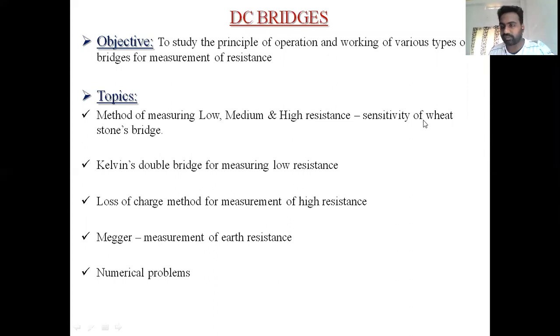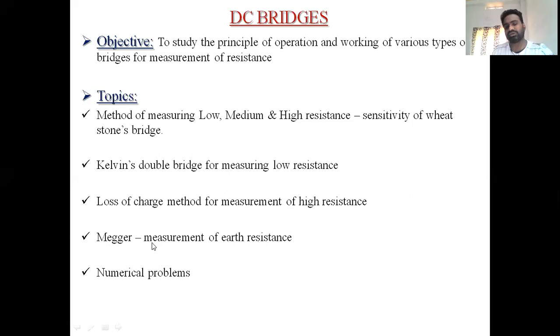Most of you are familiar with Wheatstone bridge. It came across in your plus 2. Okay, that is a general basic Wheatstone bridge up to your knowledge. We will elaborate that general Wheatstone bridge, and next we will discuss about Kelvin double bridge. Okay, for measuring low resistance, we will discuss Kelvin double bridge. We will define what is meant by Kelvin's bridge first, and next we will adopt the concept of Kelvin's double bridge, and next we will discuss the loss of charge method, and next we will discuss about Megger.